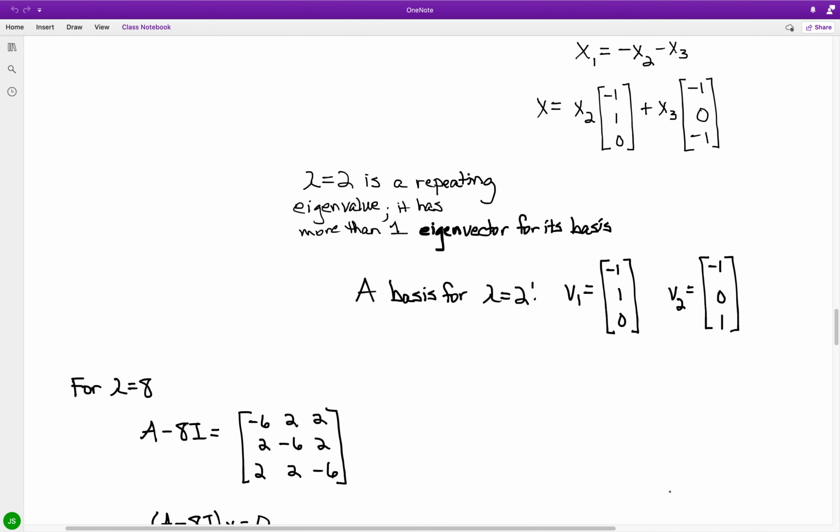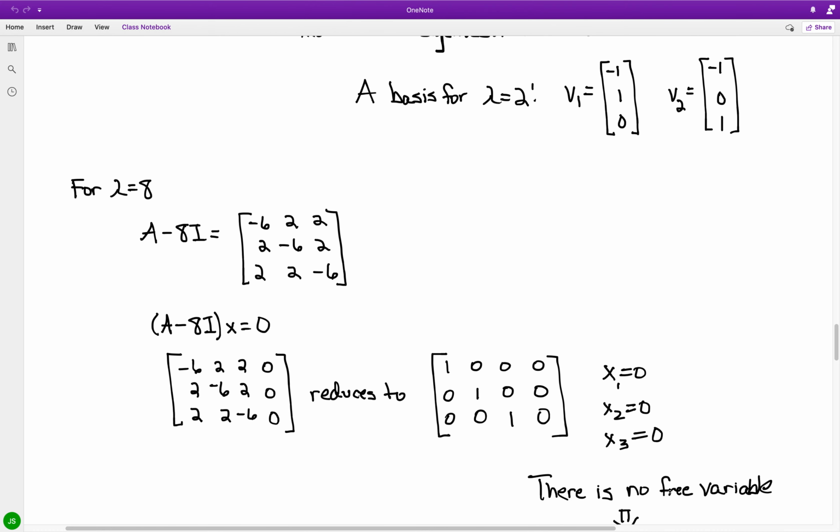Now as for the other eigenvalue, which is 8, A minus 8I, going column by column, we have negative 6, 2, 2 for the first column. Second column, we have 2, negative 6, 2. Last column, we have 2, 2, and negative 6. Now taking this difference, multiplying by x, setting equal to 0, and solving for x, we have the augmented matrix that is developed.